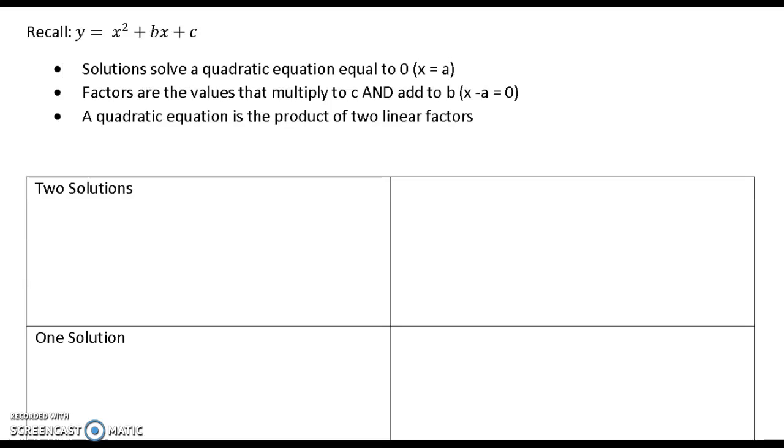For example, recall that y equals x squared plus bx plus c is what we call a standard form of a quadratic function. Solutions solve a quadratic function equal to 0. That is to say that our solution is x equals a. Factors are the values that multiply to c and add to b, and the factor is essentially the product of the two linear factors. It's what creates the quadratic equation.